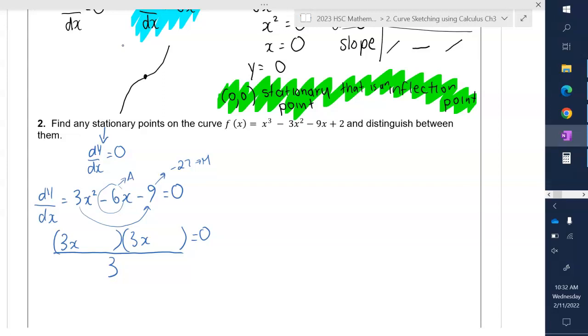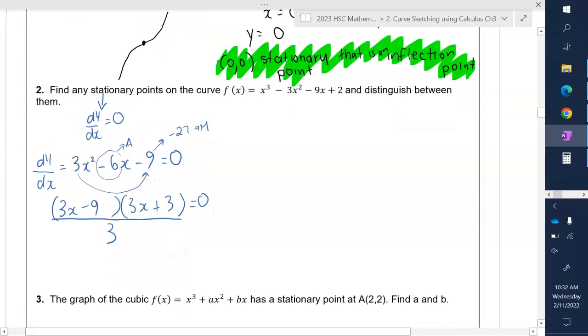Minus 9, I think, plus 3. Let's check if that works. Minus 9 plus 3 is minus 6, and minus 9 times 3 is minus 27. Now, here's an interesting thing. I could put that 3 of mine into either one of those brackets down the bottom. So I need to play around with this a little bit.